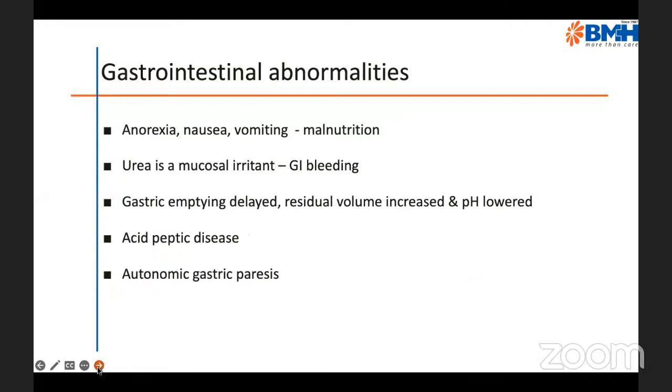Gastrointestinal abnormalities: your patient can have anorexia, nausea, and vomiting, resulting in malnutrition. Urea is a mucosal irritant, and the patient can have GI bleeding at any point in the gastrointestinal tract. The gastric emptying is delayed, residual volume is increased, and pH is lowered, and the patient has acid peptic disease. Autonomic gastric paresis is very common, especially in patients with long-standing diabetes. So I have to consider these patients as full stomach patients.